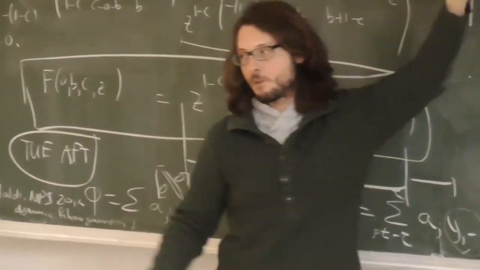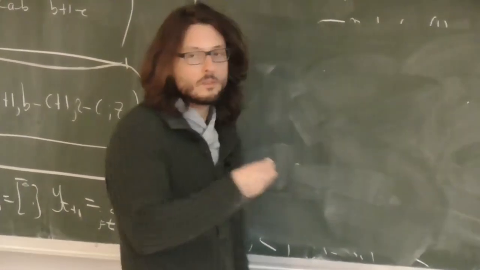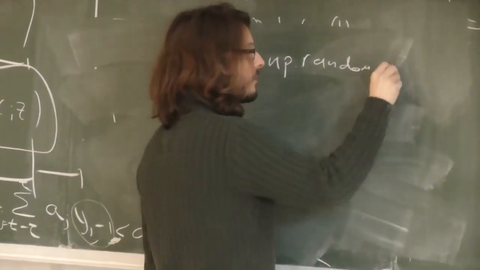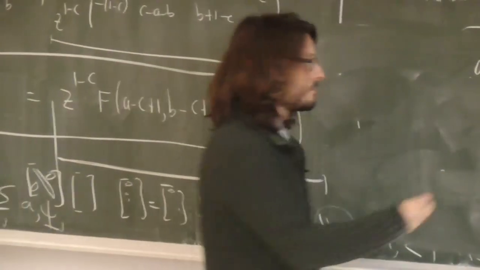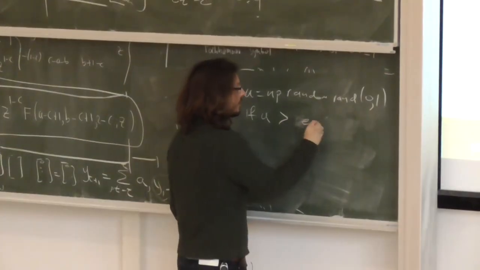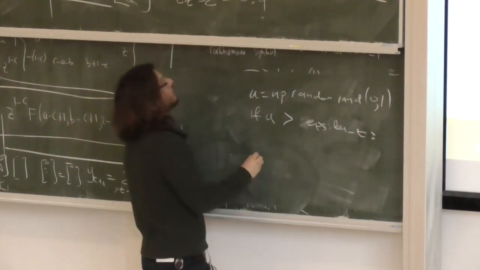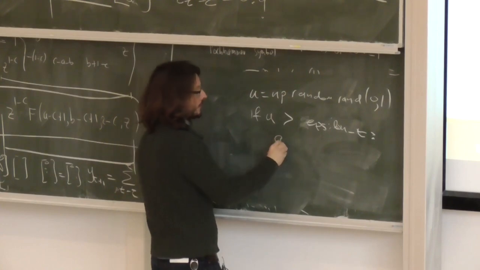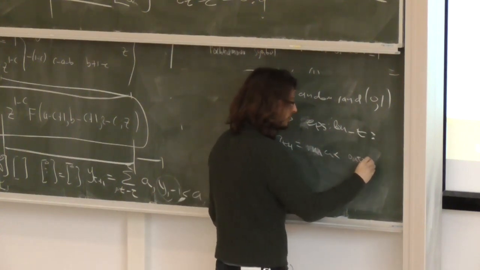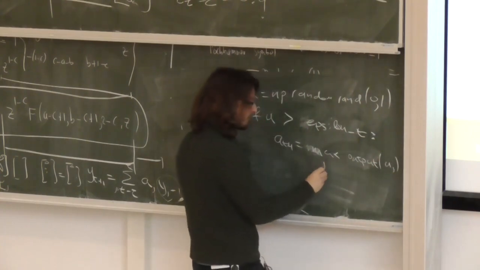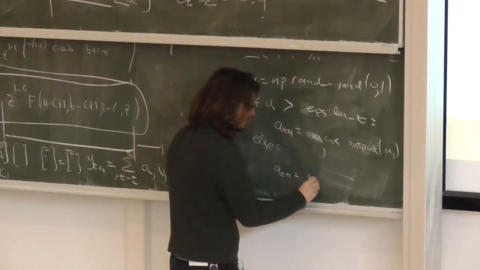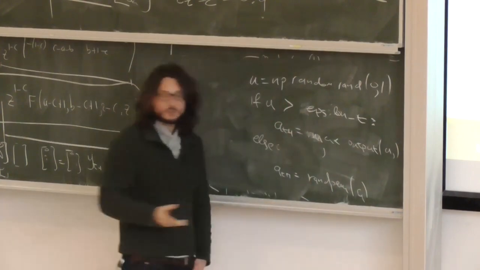So epsilon t is epsilon to the power of t. Now the vote would be like: uniform is np.random.uniform(0, 1). If u is larger than epsilon t, then a t plus 1 is the max output, a j, else a t plus 1 is a random choice among all possible actions. Something like that.